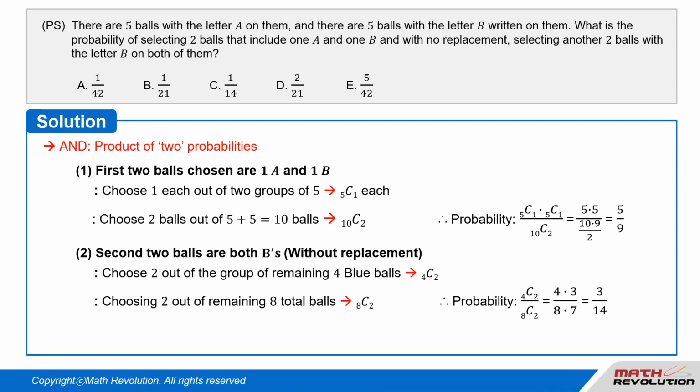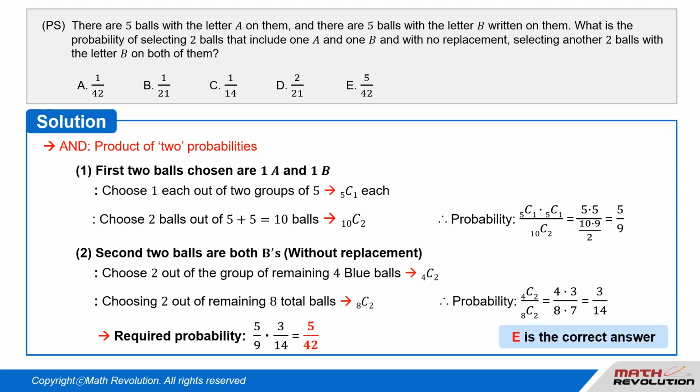Again, note the change in the denominator on the second calculation because the first 2 balls selected are not replaced. Thus, the probability is 5 over 9 times 3 over 14, which is equal to 5 over 42. E is the correct answer. Answer: E.